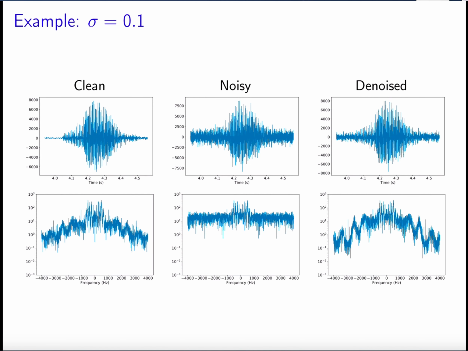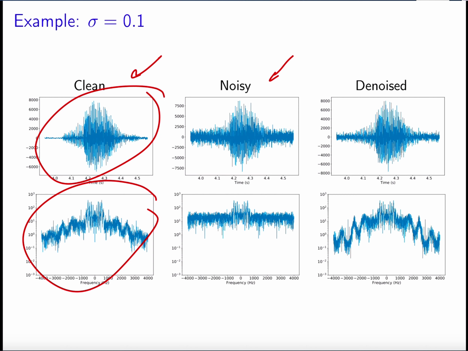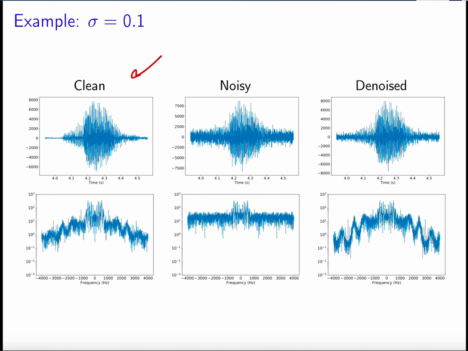So this is the clean signal. This is the noisy signal in the time domain and in the Fourier domain. And this is the denoised signal. You can see that the noise is being removed to some extent by killing the high frequencies so that they look more like the clean high frequencies.